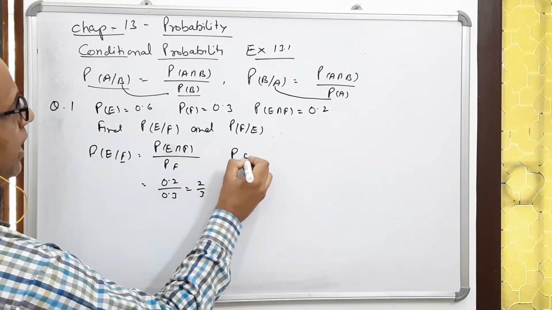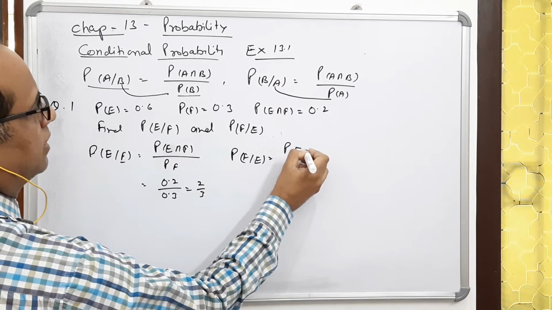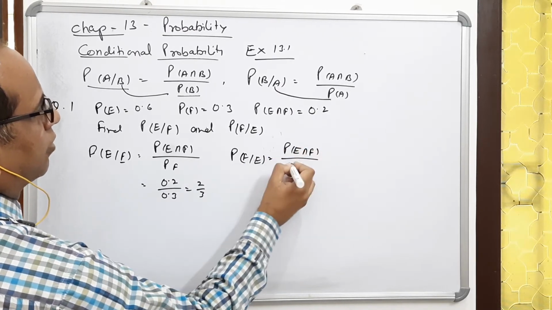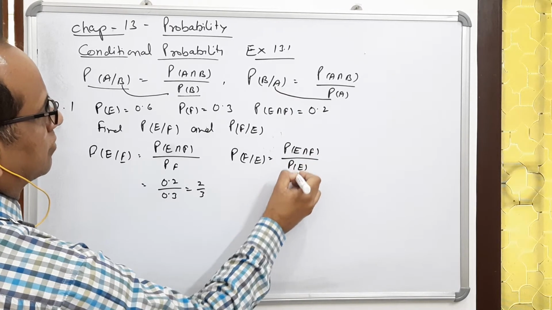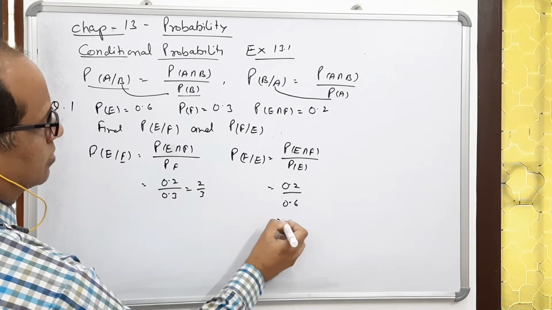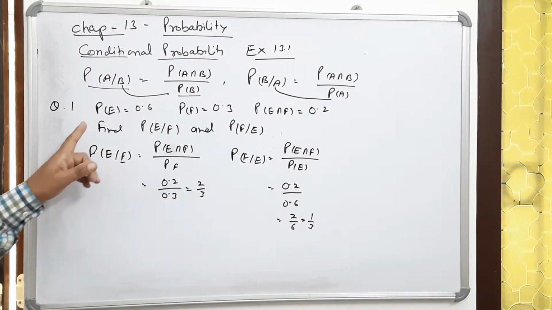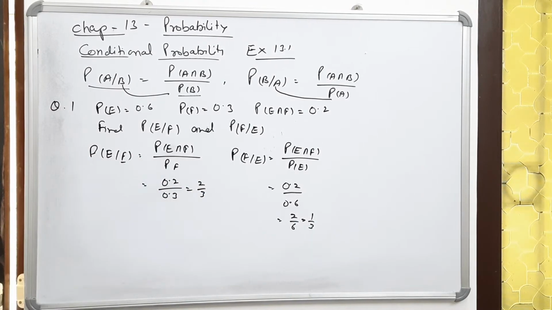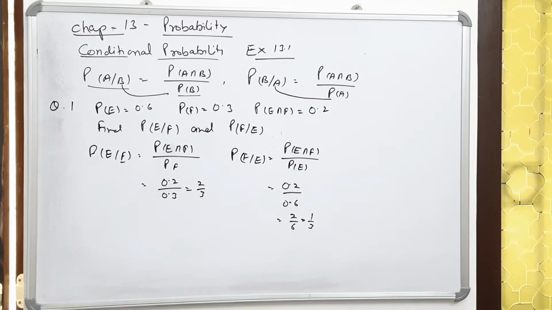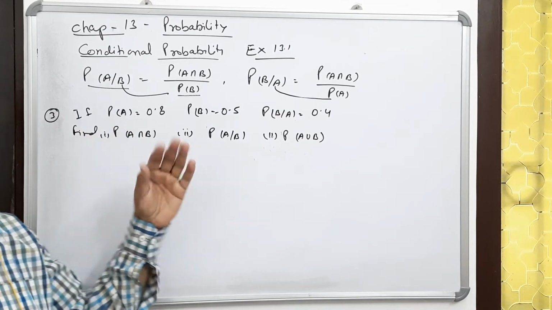And P(F|E), when E has already occurred, is P(E intersection F) upon P(E). So it is 0.2 upon 0.6. So answer is 2 by 6, or it is 1 by 3. So in this way we can find both the probabilities. I am taking one more problem, the next problem, that is a little different from this. The second problem is similar, so I have not taken it.